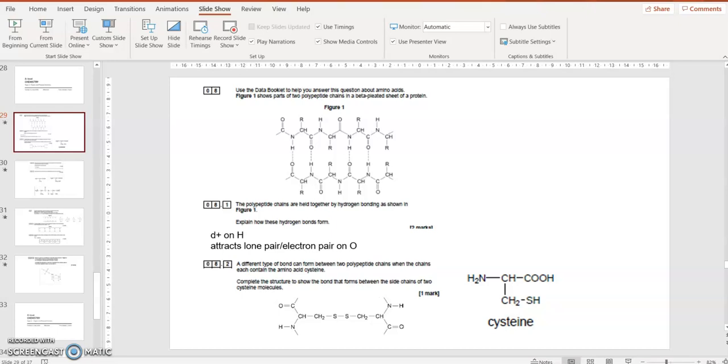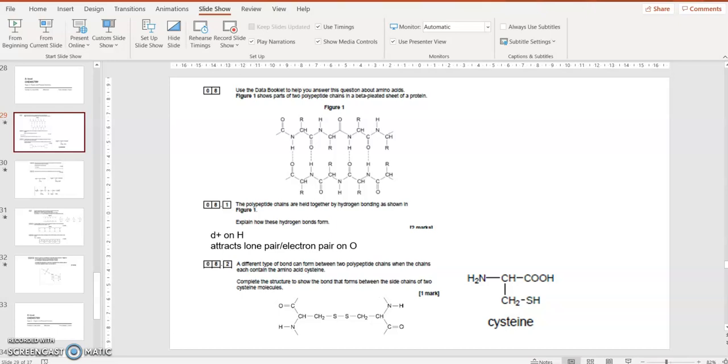Okay, explain how these hydrogen bonds form. The delta plus on the H attracts or bonds to the lone pair of electrons on the O, forming a hydrogen bond. And if you're asked why you get a delta plus on the H, it's because N is very much more electronegative than H, therefore you get polarity, a delta plus on the H and a delta minus on the N.